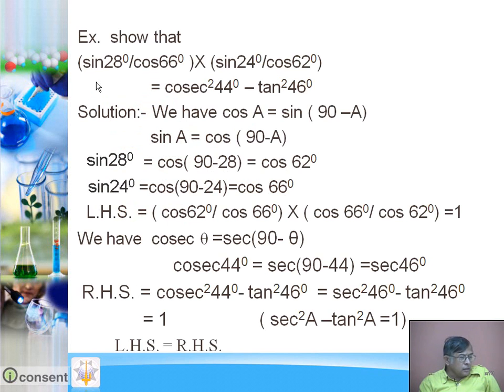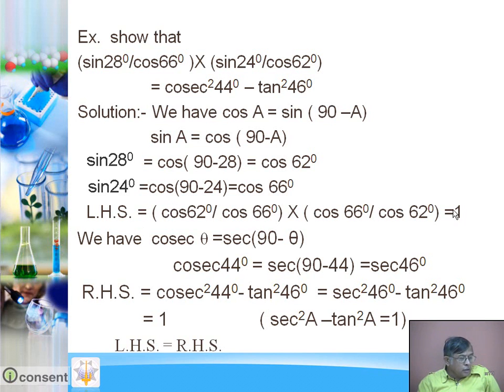Now, sin 28 upon cos 66 multiplied by sin 24 upon cos 62 equal to cosec square 44 minus tan square 46. We have cos A is equal to sin of 90 minus A, sin A is equal to cos of 90 minus A, or sin 28 is equal to cos of 90 minus 28, that is cos 62, and sin 24 is equal to cos of 90 minus 24, that is cos 66. Therefore LHS becomes cos 62 upon cos 66 multiplied by cos 66 upon cos 62, and these two factors cancel and we get the value as 1.